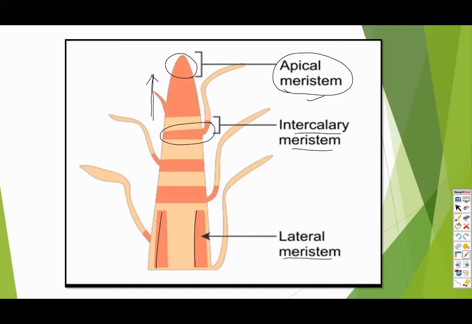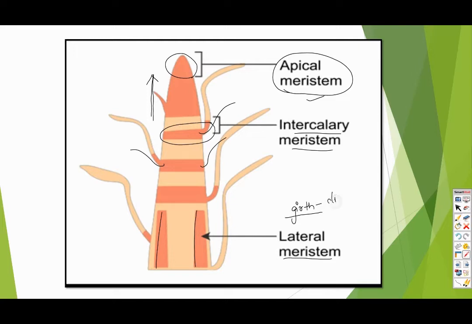Whereas intercalary meristem will always give rise to the branches. What do they always give rise to? They always give rise to your branches. Whereas lateral meristem usually helps in the girth of the plant. When we use the terminology girth, what do you mean by it? It is nothing but your diameter. Am I clear to you?